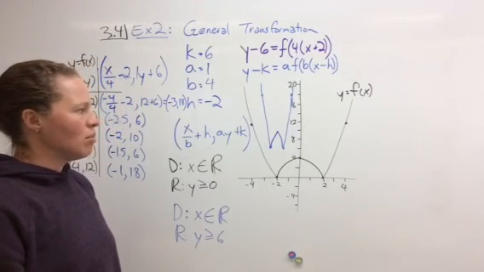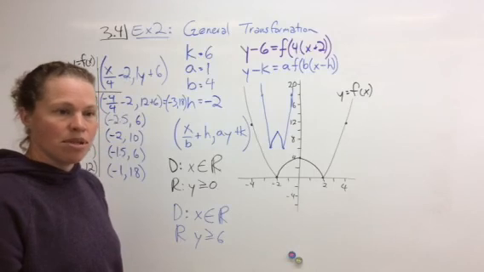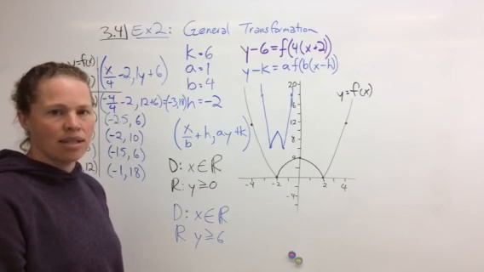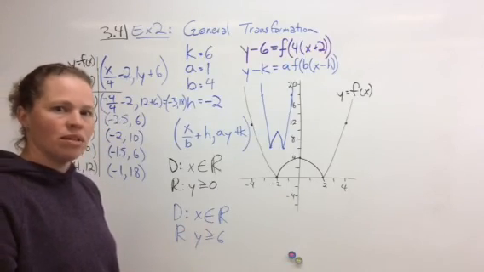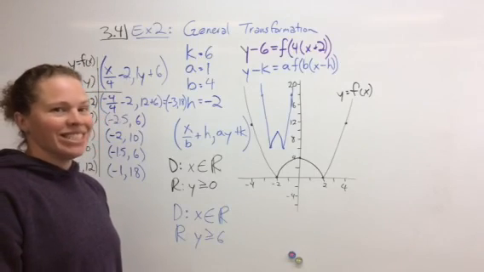So you can see that the domain and range have some overlap, they have some similarities, but they're not necessarily exactly the same, which makes sense because we moved it. So this is awesome.